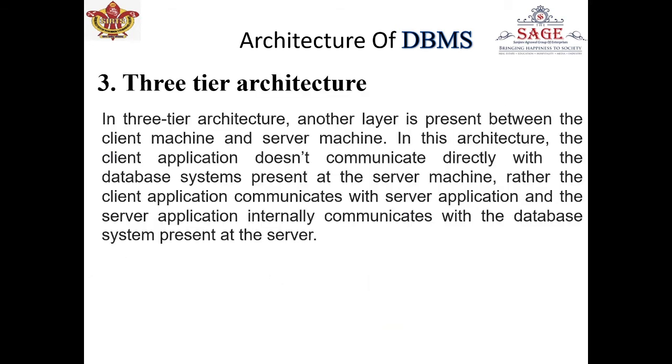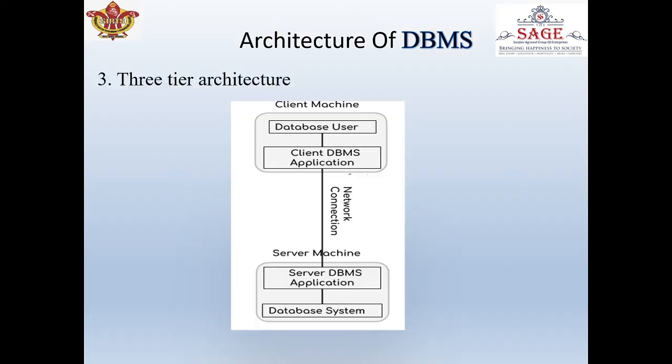Now we will talk about the three-tier architecture. This is another layer between the client machine and server machine. In this architecture, the client application does not communicate directly with the database system present at the server machine. Rather, the client application communicates with the server application, and the server application internally communicates with the database system present at the server, right? So this is the diagram of three-tier architecture. You can see here how it works, right?